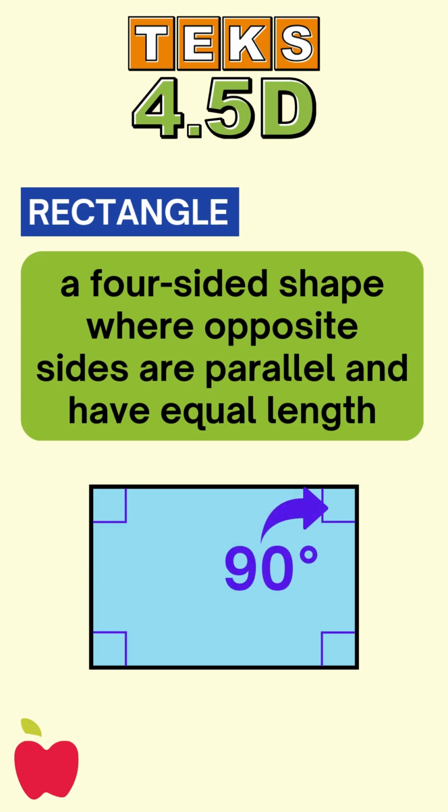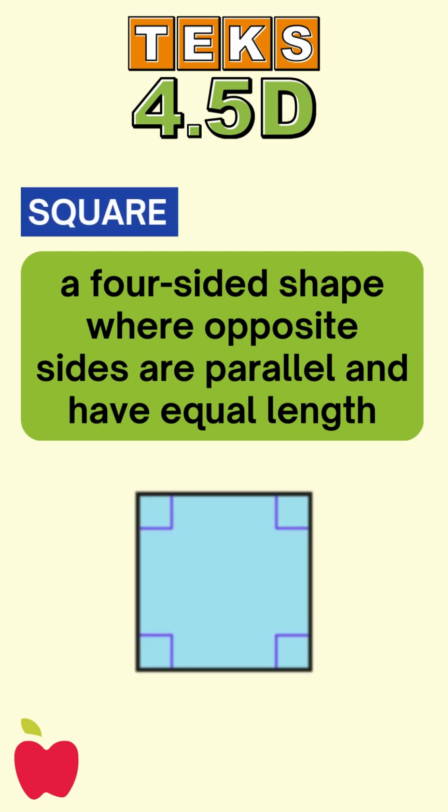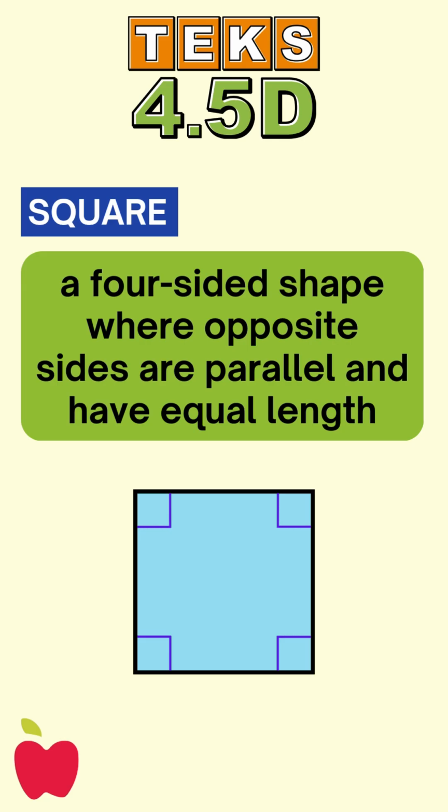That's 90 degrees. Now, did you know that a square is actually a special type of rectangle? In a square, all four sides are the same length, but it still follows the same rules as a rectangle. Opposite sides are parallel, and the corners are right angles. So, every square is a rectangle, but not every rectangle is a square.